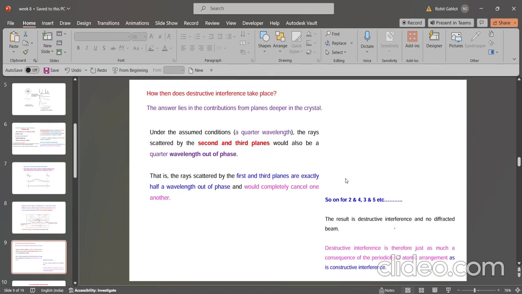In the lectures we discussed that destructive interference is just as much a consequence of the periodicity of the atoms' arrangement as constructive interference is. It follows that there is a connection between the amount of out-of-phaseness that can be tolerated and the size of the crystal. If the crystal is very small, the result is that very small crystals cause broadening of the diffracted beam, that is, diffraction at angles near, but not equal to, the exact Bragg angle.